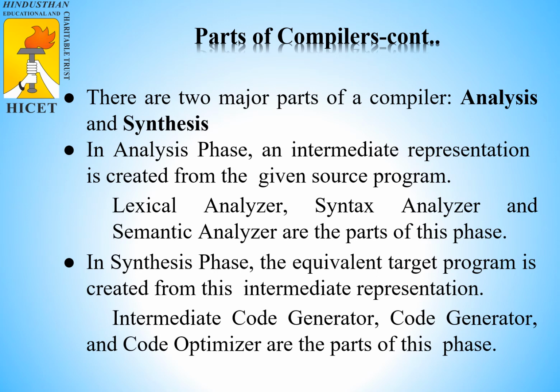Each part of the compiler has further parts aligned with it. The analysis phase, in other words, is said to be the front-end of the compiler. An intermediate representation is created from the given source program. Here, the lexical analyzer, syntax analyzer, and semantic analyzer are parts of this phase. The synthesis phase, in other words, we can say is the back-end of the compiler. It generates the equivalent target program from the intermediate representation. Here, the intermediate code generator, code generator, and code optimizer are parts of this phase.